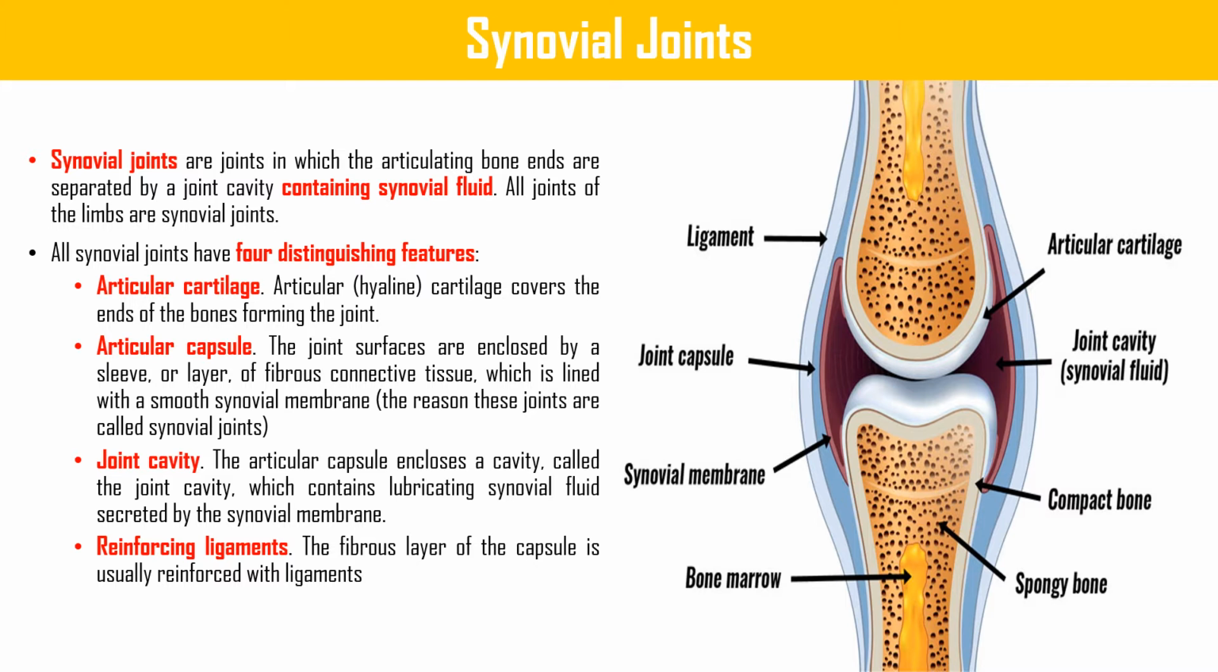Joint cavity. The articular capsule encloses a cavity called the joint cavity, which contains the lubricating synovial fluid secreted by the synovial membrane. Reinforcing ligaments. The fibrous layer of the capsule is usually reinforced with ligaments.